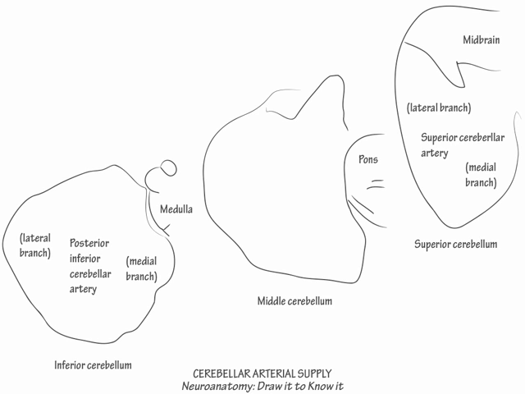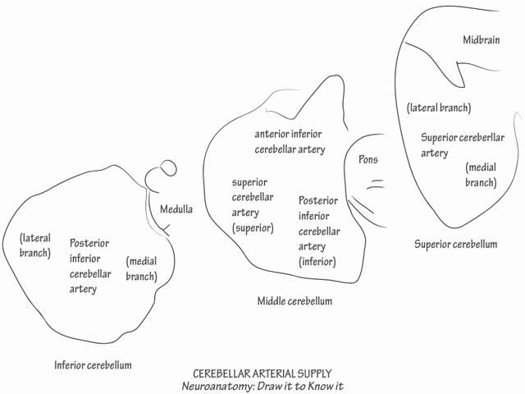The anterior inferior cerebellar artery supplies the anterior middle cerebellum, the posterior inferior cerebellar artery supplies the posterior middle cerebellum inferiorly, and the superior cerebellar artery supplies the posterior middle cerebellum superiorly.